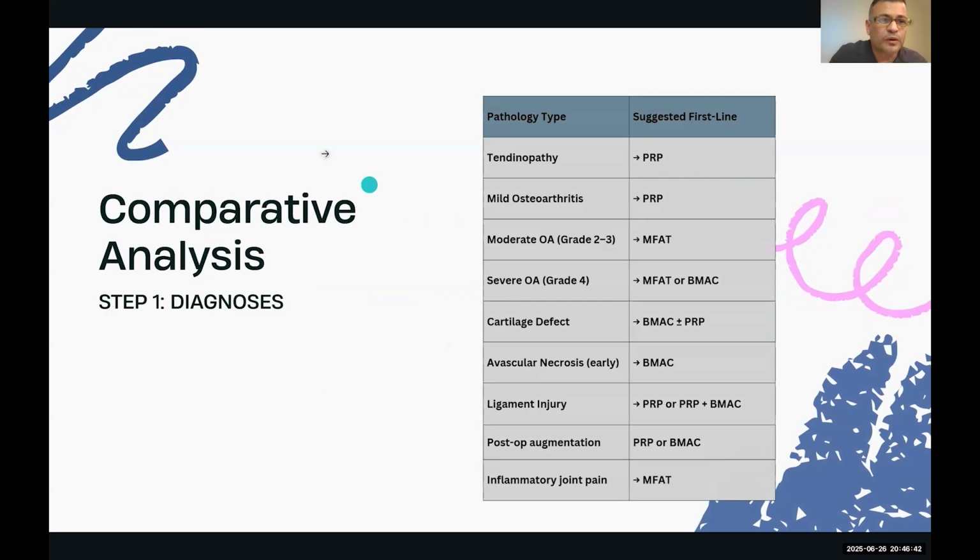Let's say, so first, I want to start with a comparative analysis. And first, you need to have an accurate diagnosis. I mean, in order to treat someone right, you need to have some imaging studies.